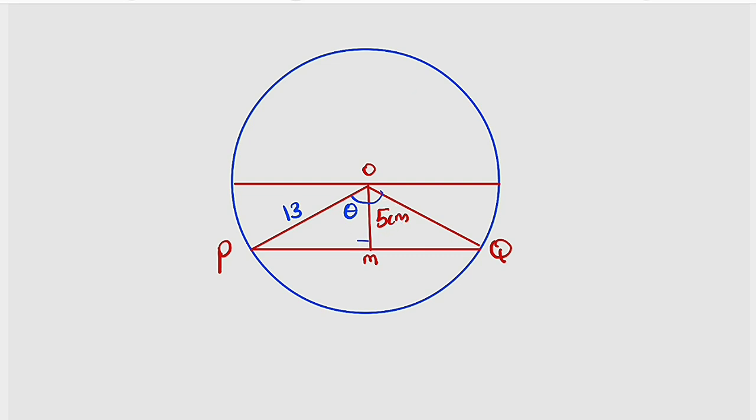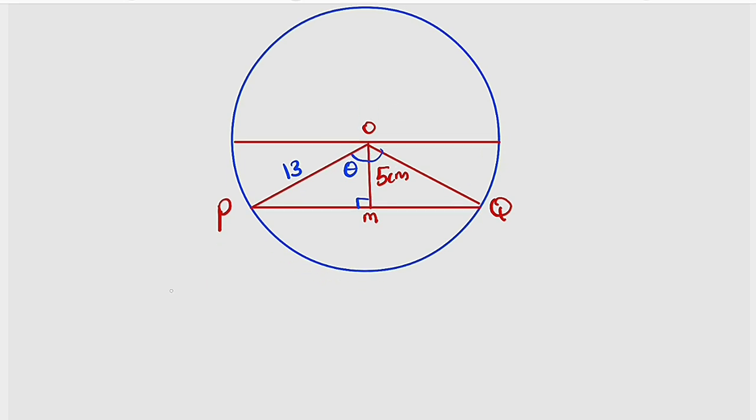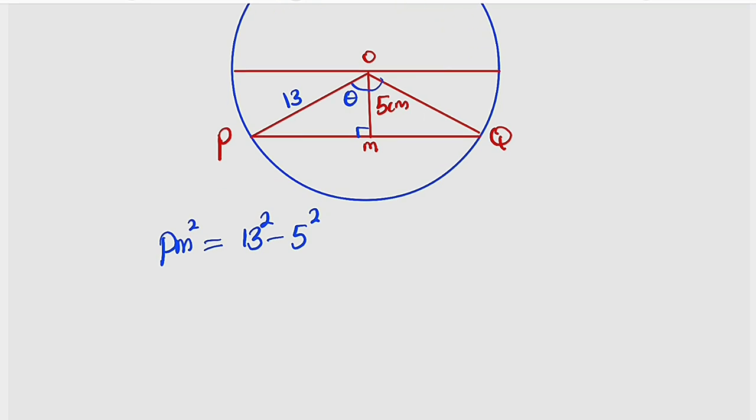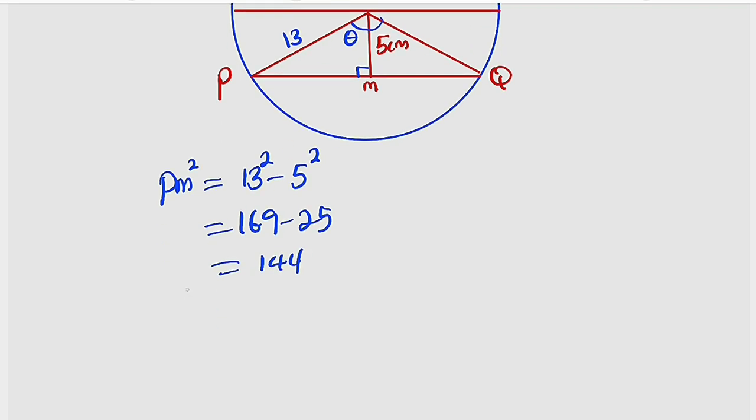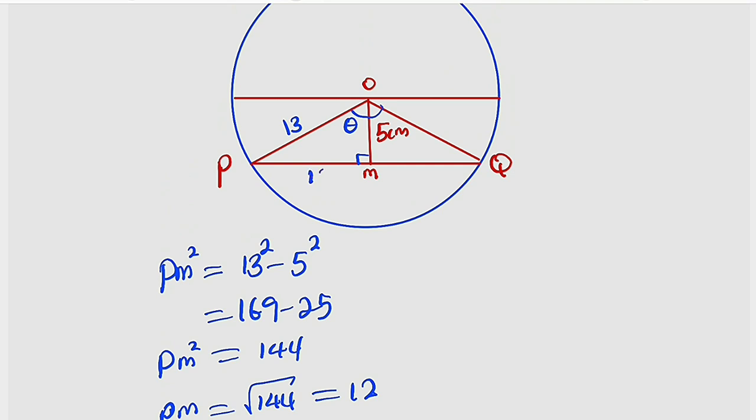We can use Pythagoras rule to find the side lengths. Because we have this side length, we have the hypotenuse. So this PM squared will be equal to 13 squared minus 5 squared. So this is equal to 169 minus 25, which is equal to 144. So this is PM squared, remember. So PM will be equal to the square root of 144, which is equal to 12. So it implies that this is 12, and because they are identical, this is also 12.